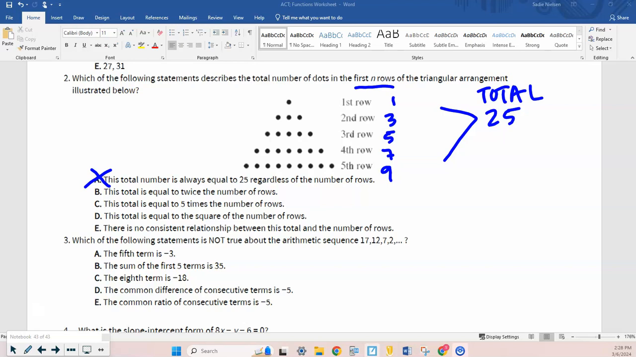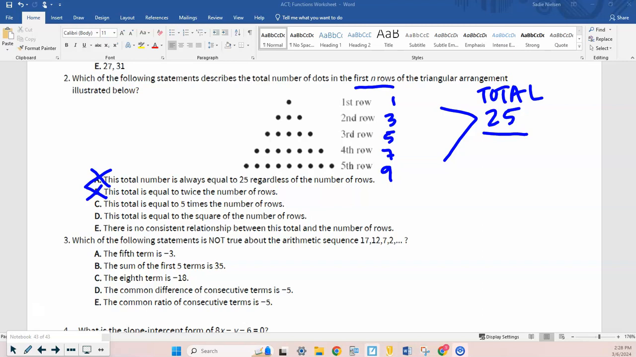Okay, this one's going to be false, folks, and here's why. It says total is equal to twice the number of rows. If I do twice the number of rows, that's 5 times 2, because that's how many rows I have currently. That would give me a 10. But that is not a 25, right? So B is out. We okay with that?